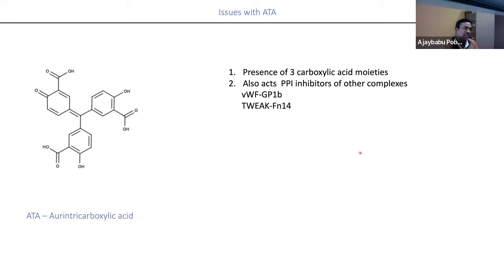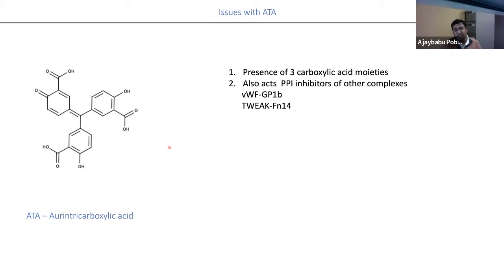Now, there is a problem with ATA. When you put this molecule to medicinal chemists, they would say immediately, hey, there are 3 carboxylic acids, and it's going to be difficult to work with a molecule like that. And we did a lot of analog synthesis, and we still don't understand what is the functional group that we have to remove in order to make ATA more drug-like. An additional problem with ATA is that it also acts as a PPI inhibitor of other complexes.